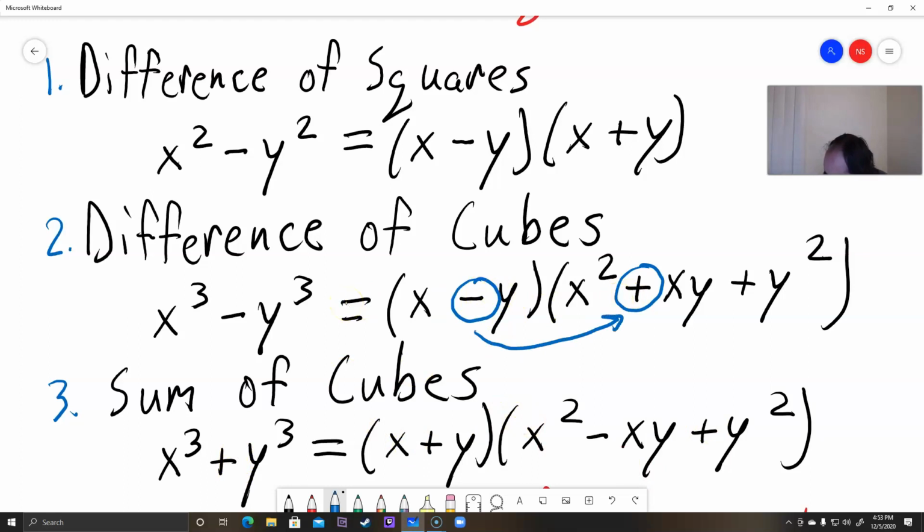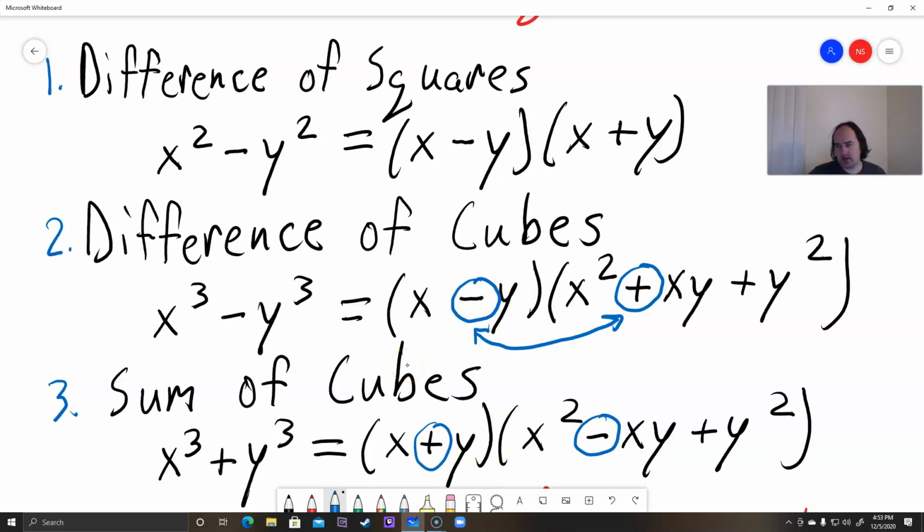Okay, so these just switch. For this one, as you can see, the rest of the formula is the same. The only change is for the difference of cubes, you have a minus first and a plus second. For the sum of cubes, you have a plus first and a minus second. Okay, but other than that, the formulas are identical. So the rest of it is still x, y, x squared, xy plus y squared. All that changes are those. So that's good to know.